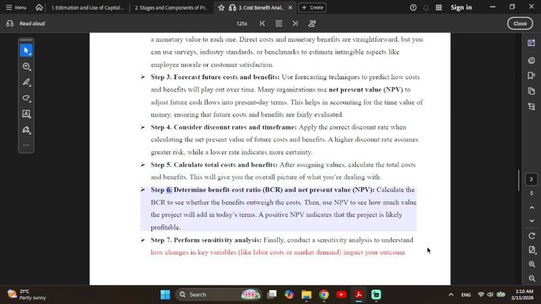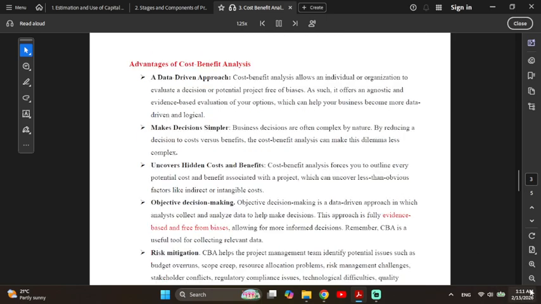Step 6. Determine benefit cost ratio, BCR, and net present value, NPV. Calculate the BCR to see whether the benefits outweigh the costs. Then, use NPV to see how much value the project will add in today's terms. A positive NPV indicates that the project is likely profitable. Step 7. Perform sensitivity analysis. Finally, conduct a sensitivity analysis to understand how changes in key variables, like labor costs or market demand, impact your outcome.